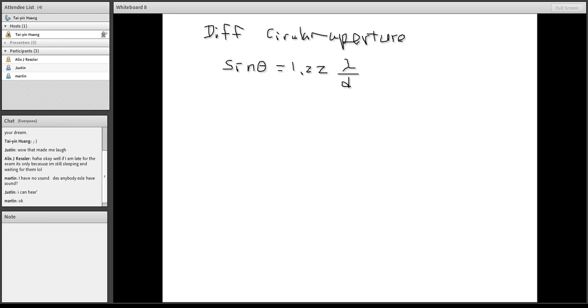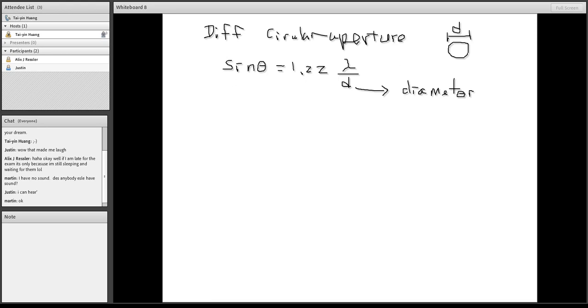Again, lambda here is the wavelength, but d here is not the slit spacing. D here stands for the diameter of the circular aperture, because we're talking about the circular aperture. So let's say you have a lens, and then the diameter here is your d. This is the equation to produce the first minimum. Again, that's just for the first minimum.